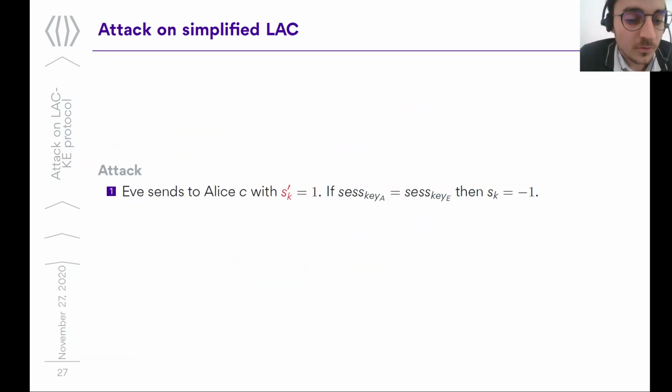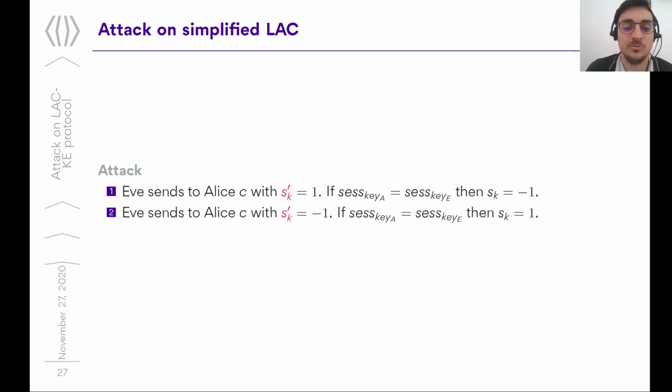So what is the attack? First, we send to Alice a false ciphertext with our key guess equal to 1. If our session keys match, then the secret key coefficient is equal to -1. Otherwise, we send a new ciphertext with a key guess equal to -1. If our session keys match, then the secret key coefficient of Alice is equal to 1. And if it's not -1 and not 1, then it's 0. So we see that we need at most 2 key exchanges to determine one coefficient of Alice's secret key.